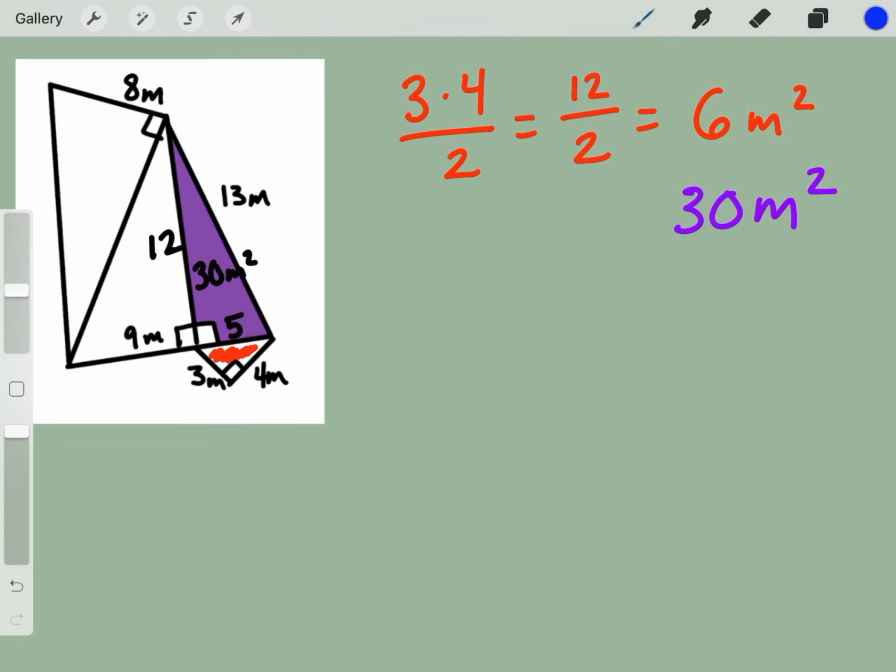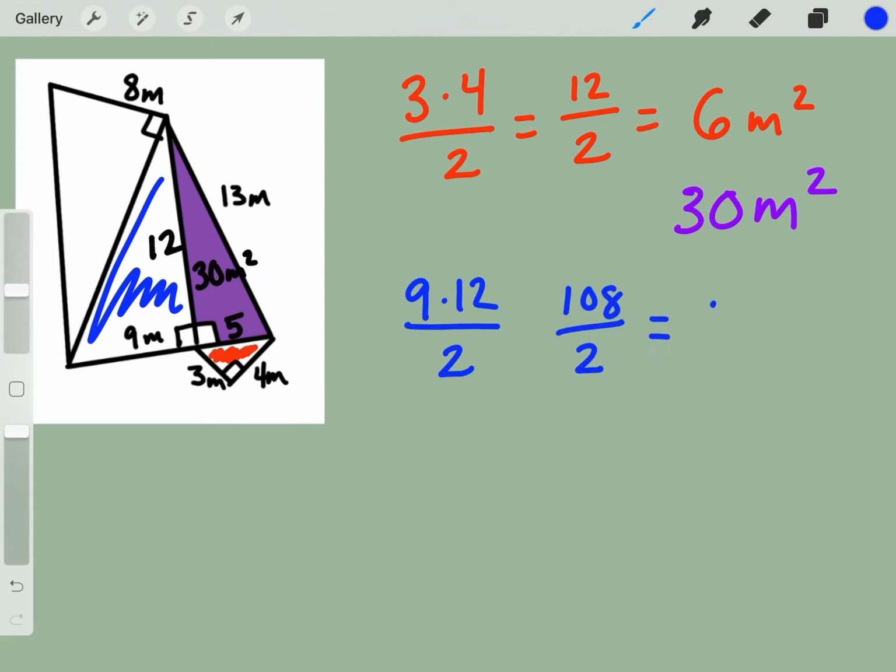The next one is going to be our blue triangle. That's going to be used with a base of 9 and a height of 12. So 9 times 12 is 108, I believe. I always get that one wrong. Good. 108 divided by 2 is going to be 54 meters squared.